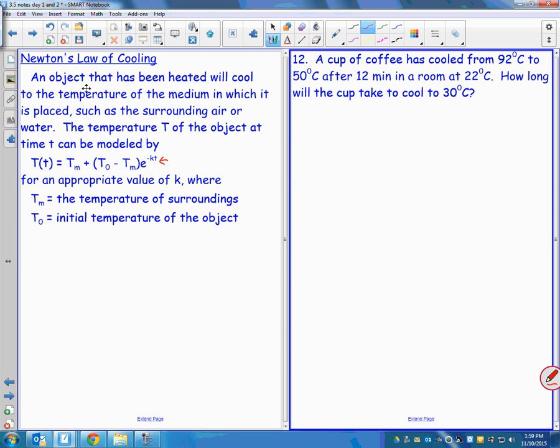I'm going to dual page this so I can see my equation. What does the 92 degrees Celsius represent? The initial temperature, that's how hot the coffee was. So 92 is my T sub 0. What does the 50 degrees Celsius represent?